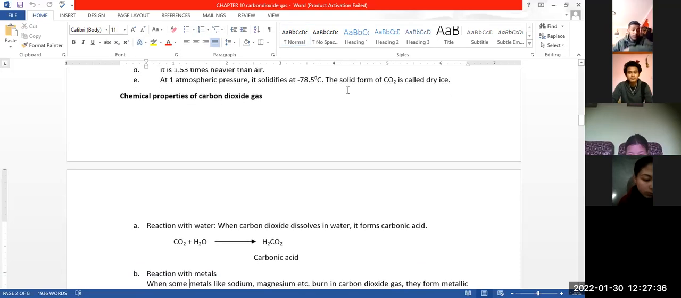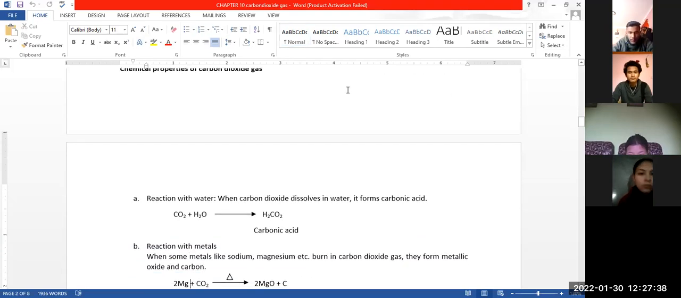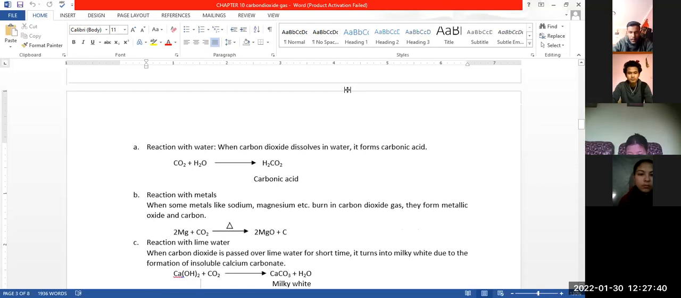Some other chemical properties are given in your book also. You should practice. One is reaction with water. Chemical property means the reacting capacity of carbon dioxide. What is the reaction of carbon dioxide with other compounds or other substances? So one is reaction with water. When carbon dioxide reacts with water, it forms carbonic acid. CO2 plus H2O gives H2CO3.